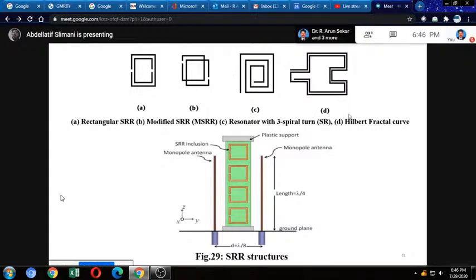So we can use this technique, for the last one, D, for fractal antennas. So this is in figure 29, SRR structure for an array antenna. We have a monopole antenna of 2 elements. Okay, so we use SRR inclusion between 2 antenna elements to decrease mutual coupling between these 2 antenna elements.